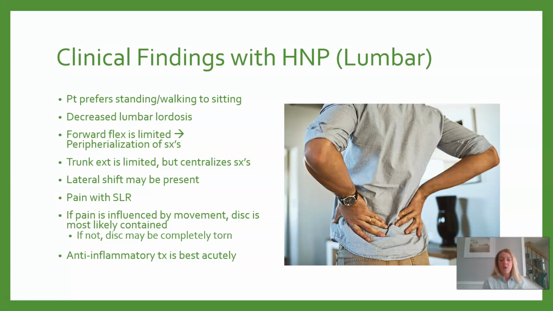Trunk extension may also be limited, but it does tend to centralize symptoms. So as they extend their trunk, their pain tends to move back towards the center or comes out of their lower extremities. There may be a lateral shift, meaning that their shoulders are sort of shifted over towards one side. That is usually a sign of them shifting away from the pain or the side that's painful. I'll show you a picture of what that's going to look like. They will most likely demonstrate pain with a straight leg raise on that side.